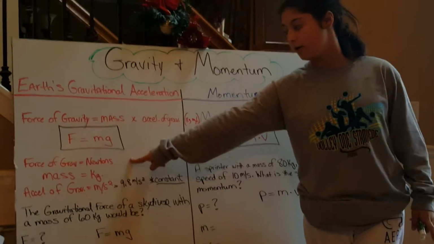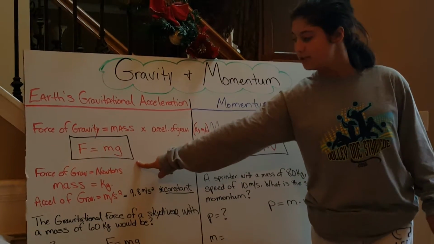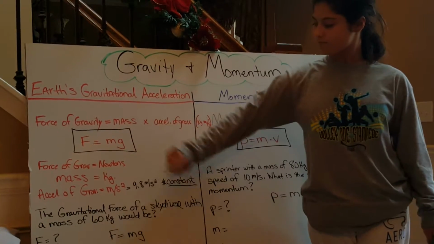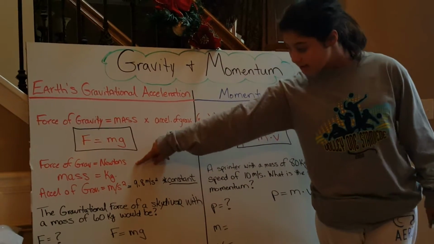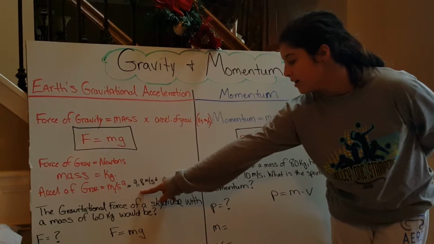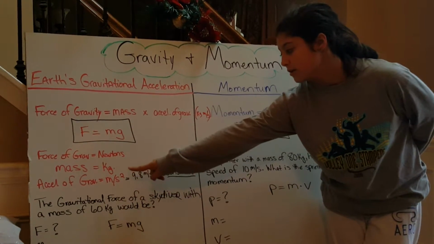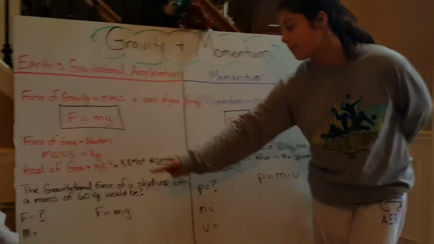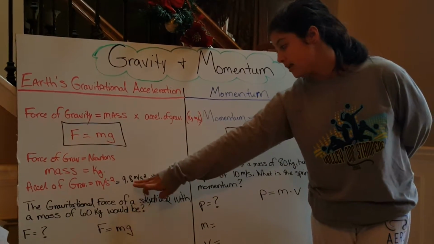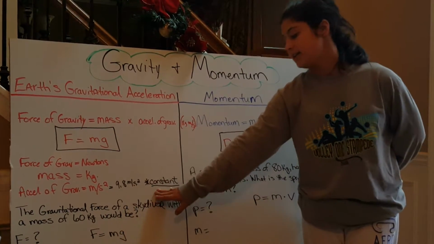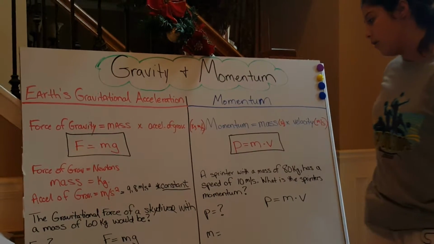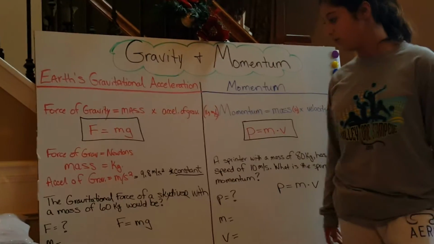Down here we have our SI units, which are newtons for the force of gravity, kilograms for mass, and right down here we have acceleration of gravity equals meters per second squared. Gravity equals 9.8 meters per second squared, because it is a constant rate. Okay, so let's move on to our equation.